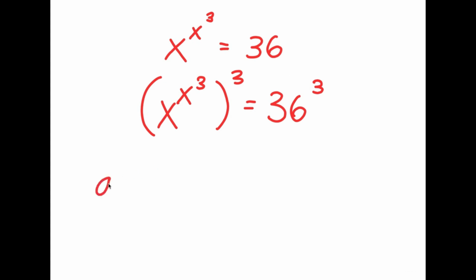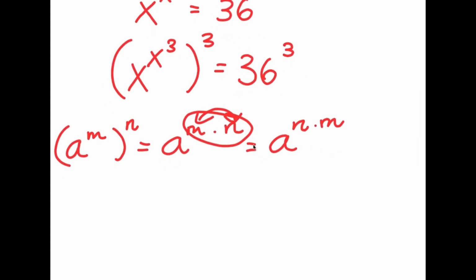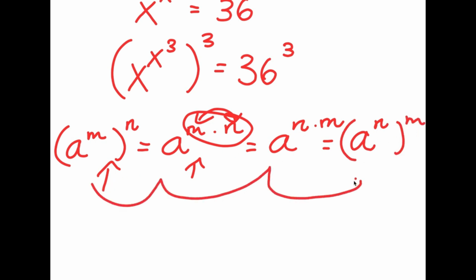Now, if I have something in the form a to the power of m to the power of n, this is equal to a to the power of m times n. And notice that for multiplication, I can switch the places of these two numbers. So this is the same thing as a to the power of n times m, right? Now, if I have a to the power of m times n, which is equal to a to the power of m to the power of n, then a to the power of n times m should equal a to the power of n to the power of m. Meaning, all four of these are equal to each other.